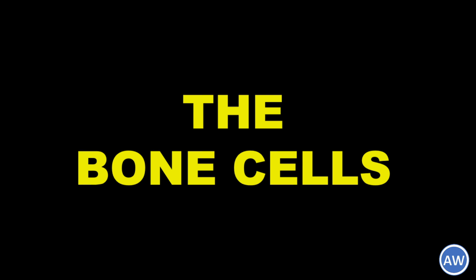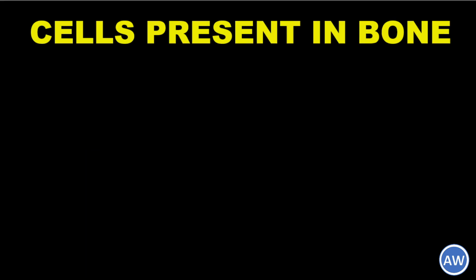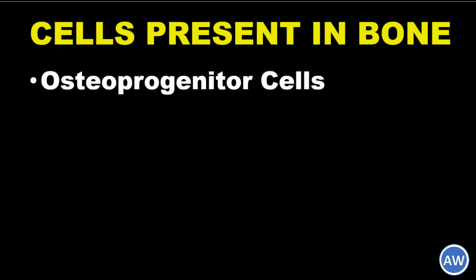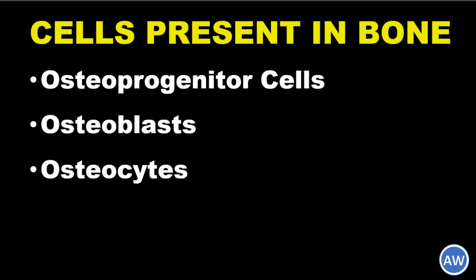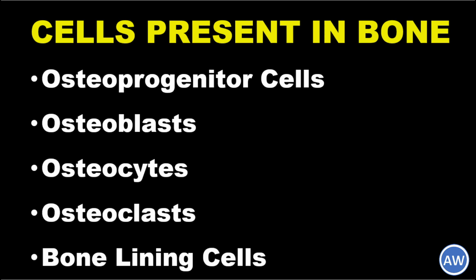Before going into ossification, it is very important to understand what the bone is made up of. First, let us talk about the bone cells. The cells of the bone are osteoprogenitor cells, osteoblasts, osteocytes, osteoclasts, and the bone lining cells. Let's get a little familiar with these cells.